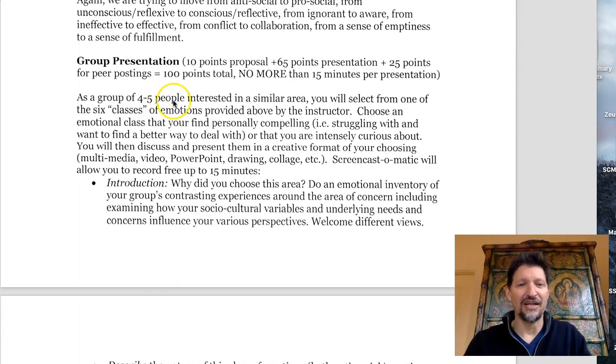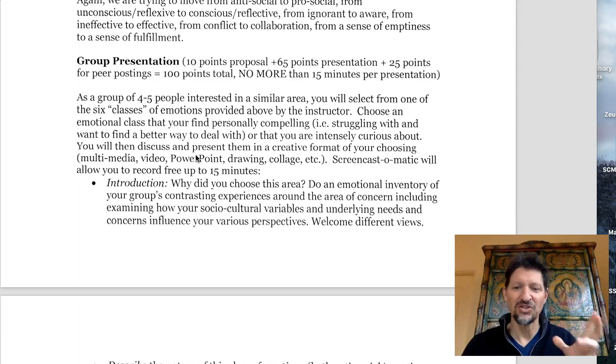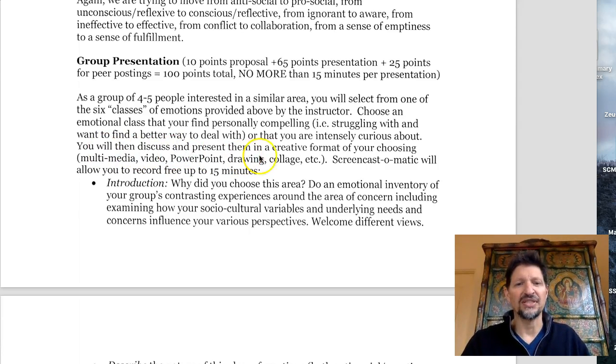As a group of 4 to 5 people interested in a similar area, you will select one of the 6 classes of emotions provided above by the instructor, me. Choose an emotional class that you find personally compelling. Maybe you're struggling with it and want to find a better way to deal with it, so you have a personal connection, or you're just intensely curious about it. I've always wanted to know more about this.